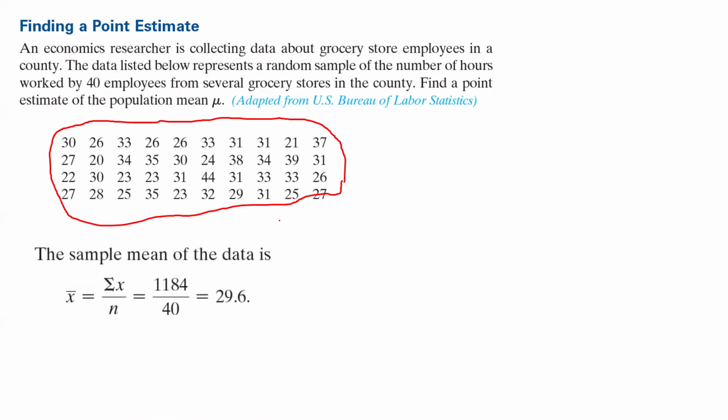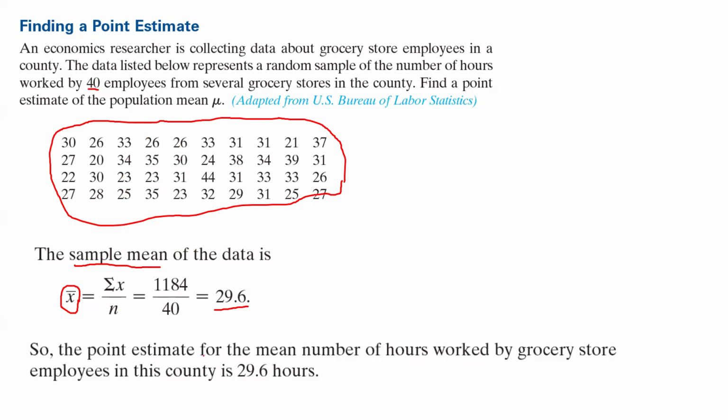We're going to find the sample mean, which is denoted by x bar, and it's going to be the best representative for population mean. So we add all of these numbers together, divided by 40, because you have 40 data in your collection, and it's about 29.6. So you're going to say that, hey, the point estimate for the mean number of hours worked by grocery store employees in this county is 29.6 hours.